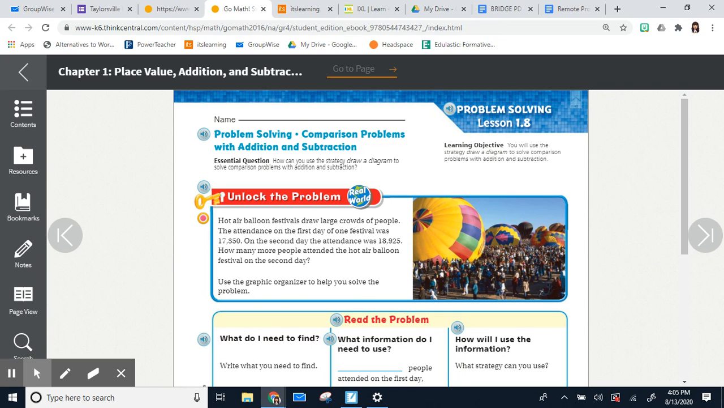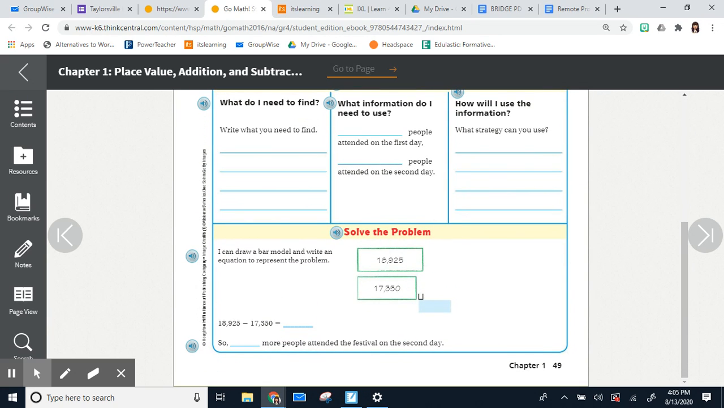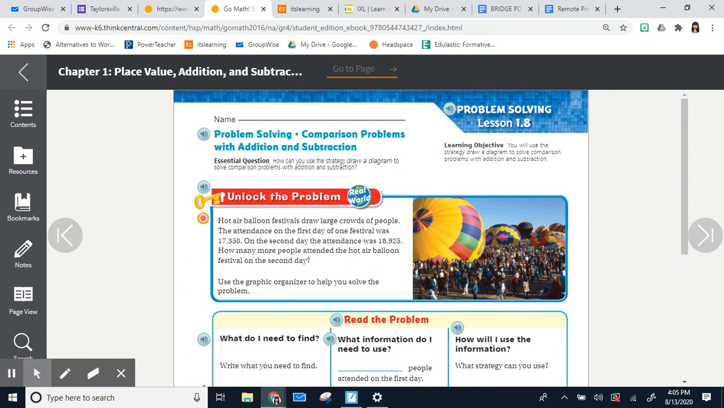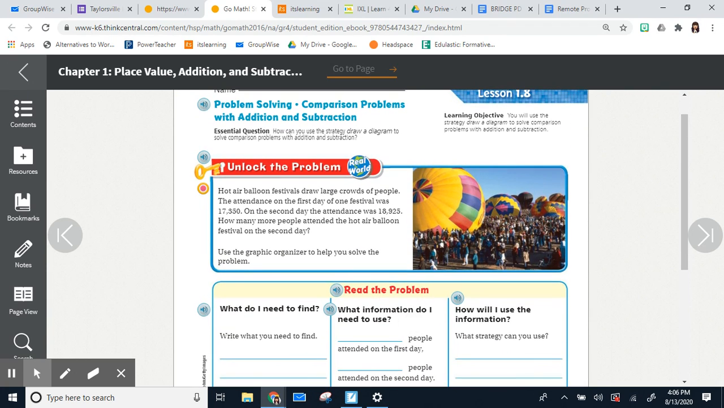I changed the wording from the book because in the book, as you can see, they're using diagrams that look like this. Since you're online, I'm not going to be able to see whether or not you're doing these diagrams, so I'm not making you do them. My main concern is that you will be able to know the difference when you read a word problem if you are supposed to add or subtract. So that's what we're going to be focusing on today.